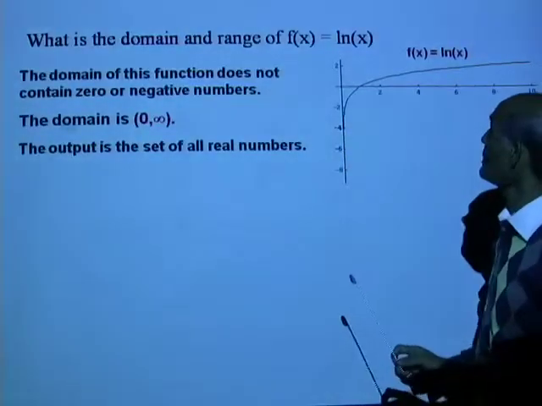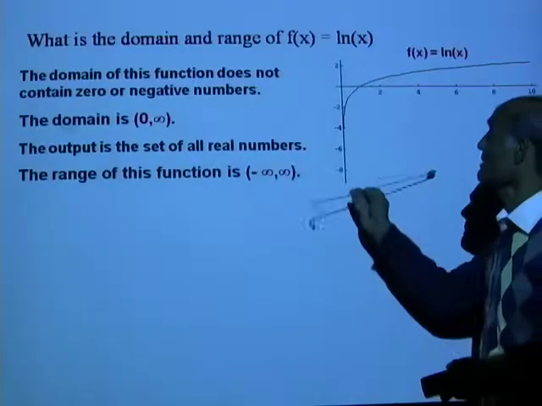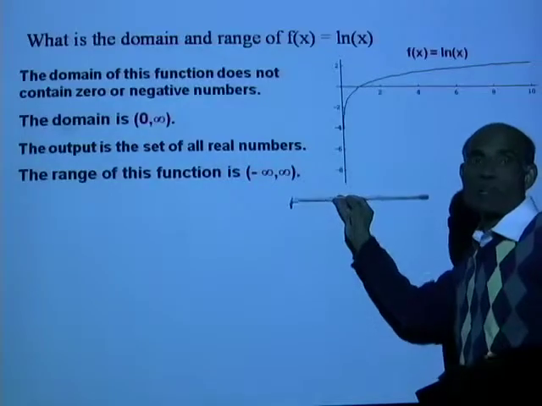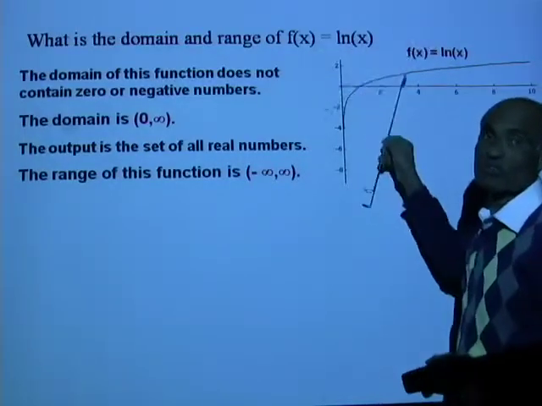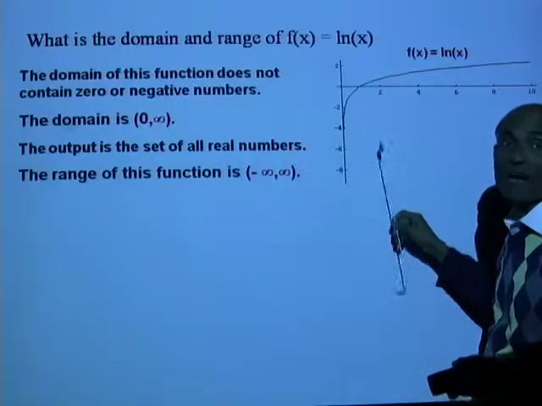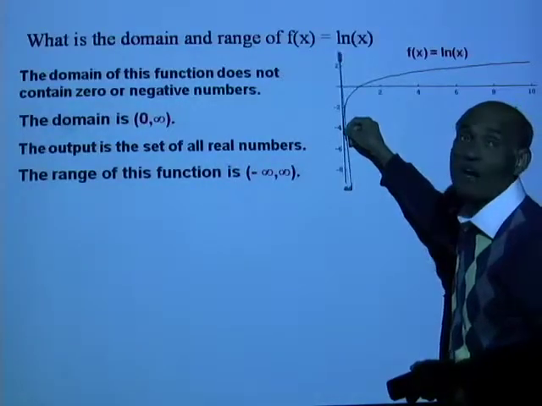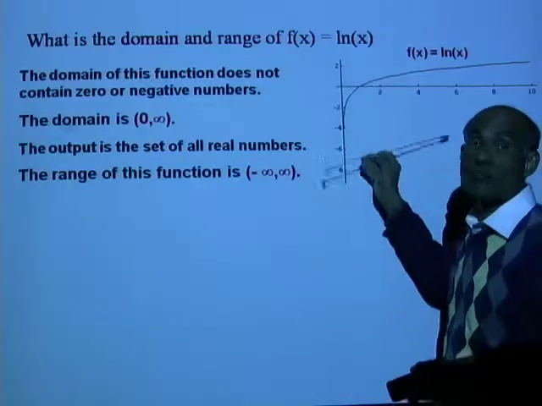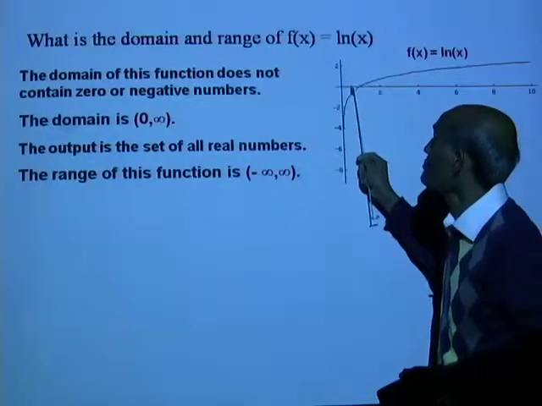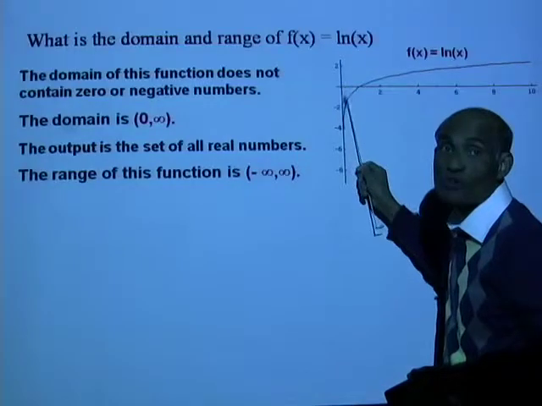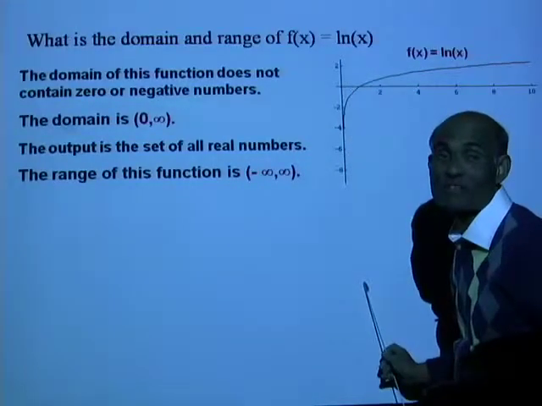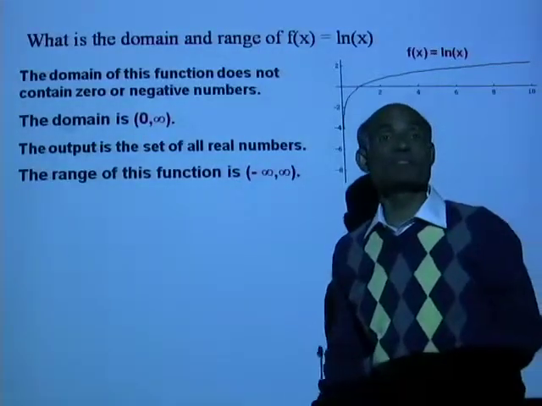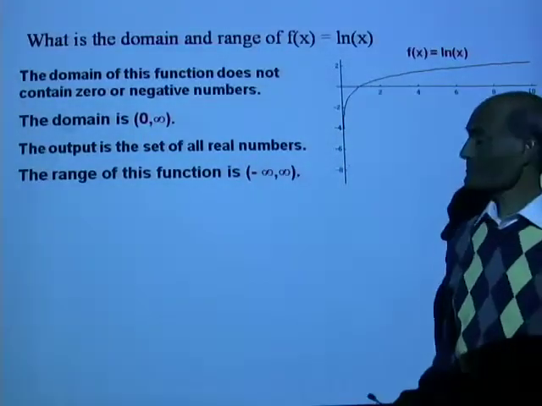And how about the range of this function? You can see the output can be any number from negative infinity to positive infinity. You get all outputs in here. Although inputs are only greater than 0, outputs can be any number. For numbers that are very, very small, close to 0, the output goes to negative infinity. So the range of this function is negative infinity to positive infinity.